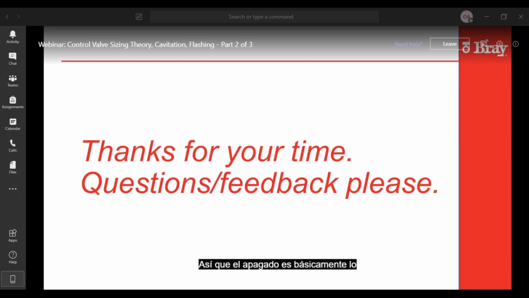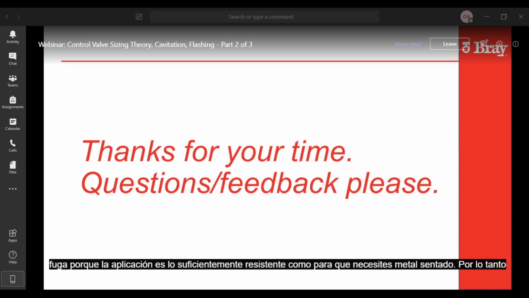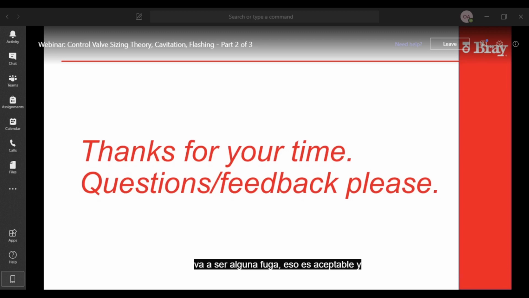So the shutoff is basically what you want. Do you want a valve that doesn't leak at all when it's closed, or do you accept some leakage because the application is tough enough that you need metal seated, therefore there's going to be some leakage that's acceptable, and you may be using a block valve in series with it.